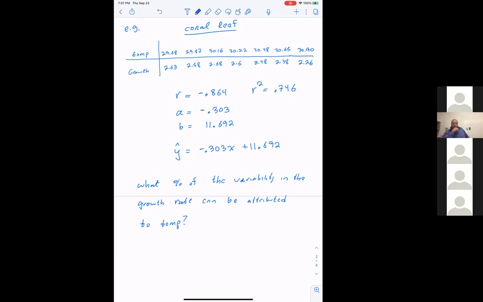10%, 20%, 50%, 100%, 0%. What percent of the variability in the growth rate, the fact that these values are not all the same, can be attributed to temperature, different temperatures, different growth rates? That makes sense. And then there's other factors. So what percent goes to temperature versus everything else? And by the way, I am looking for a very specific number here. Is it one we have to calculate? Well, we do have to calculate it, but we don't have to do any more math in this particular problem.